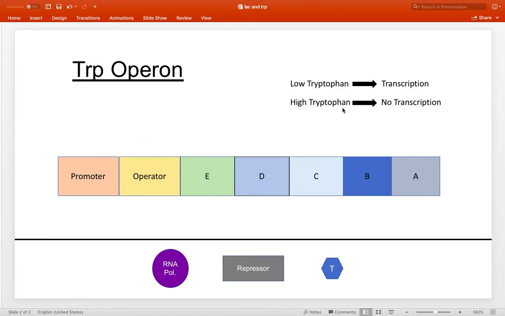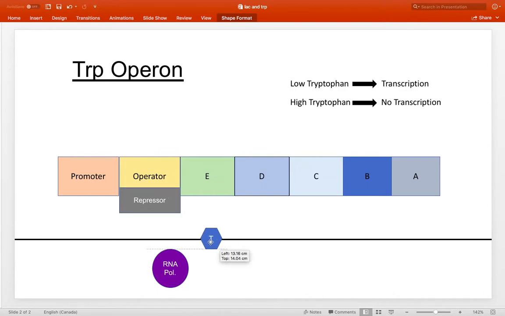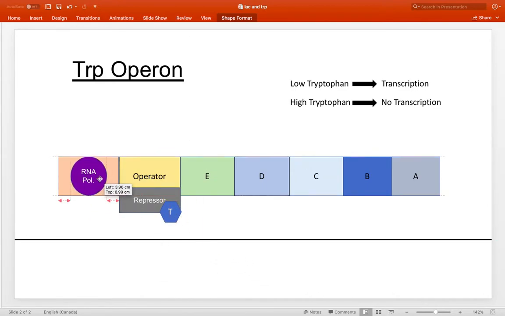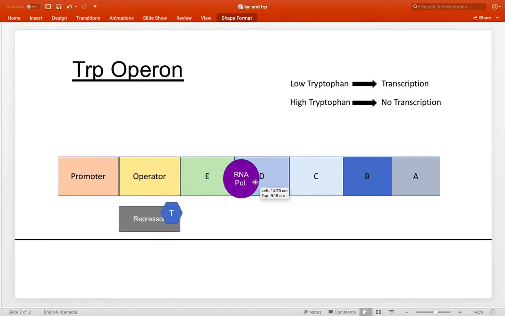Ultimately, in an environment where there is lots of tryptophan, the tryptophan acts as a co-repressor and binds to the repressor molecule, just like this, and the RNA polymerase goes on the promoter. So the co-repressor binds to the repressor, and the repressor is bound to the operator. Ultimately, this allows the RNA polymerase to move along the operon to code for the genes as the repressor moves off of the operator and moves all along the operon to code for the genes.